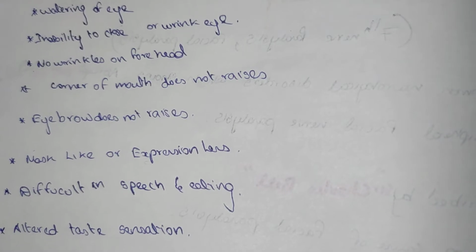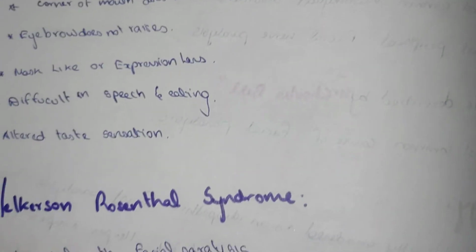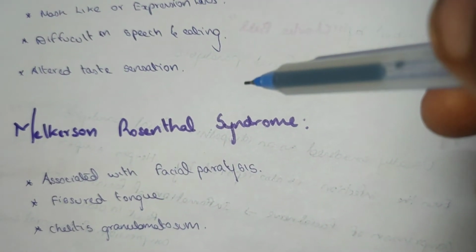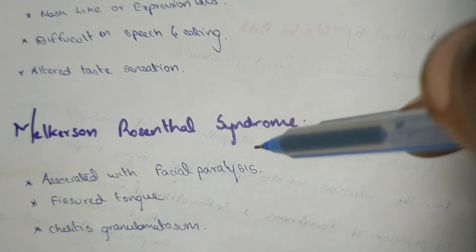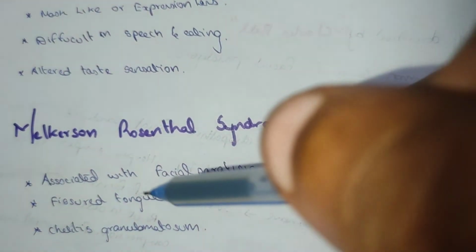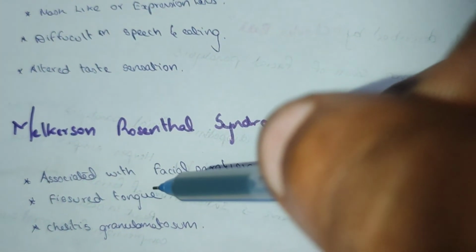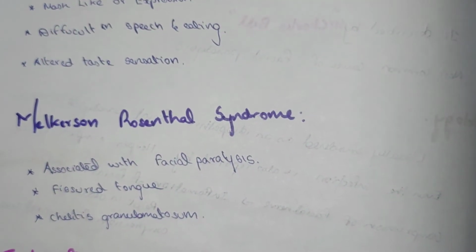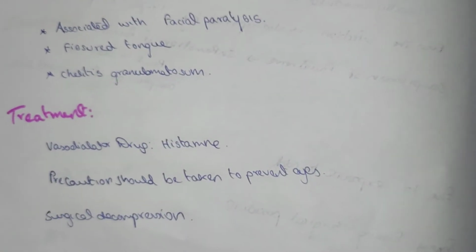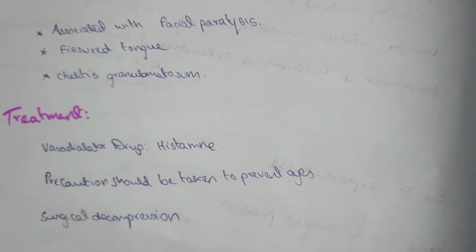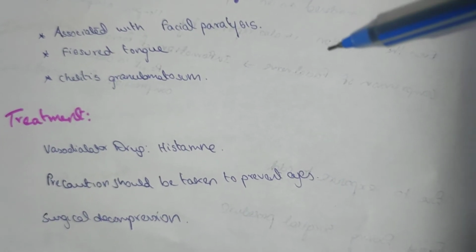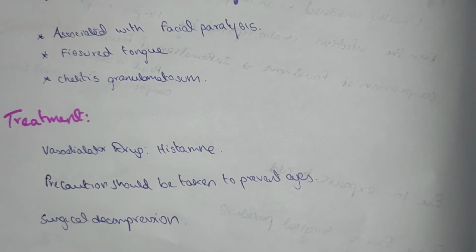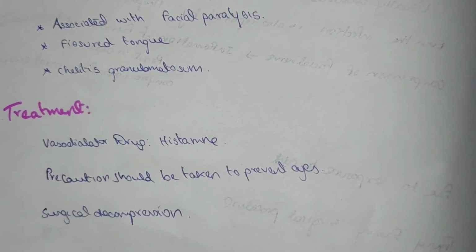The main syndrome associated with this Bell's palsy is Melkersson-Rosenthal syndrome. This Melkersson-Rosenthal syndrome is associated with facial nerve paralysis, as well as fissured tongue and cheilitis granulomatosa. The treatment of this Bell's palsy is vasodilator drugs like histamine. Precaution should be taken to protect the eye, and surgical decompression should be done.